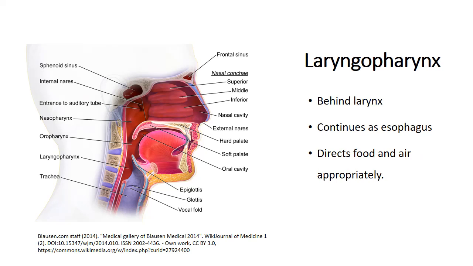The third division is the laryngopharynx, also known as the hypopharynx. This region extends from the epiglottis to the sixth cervical vertebra. It lies behind the larynx and continues as the esophagus. Its major function is directing food into the esophagus while allowing air to enter the larynx.